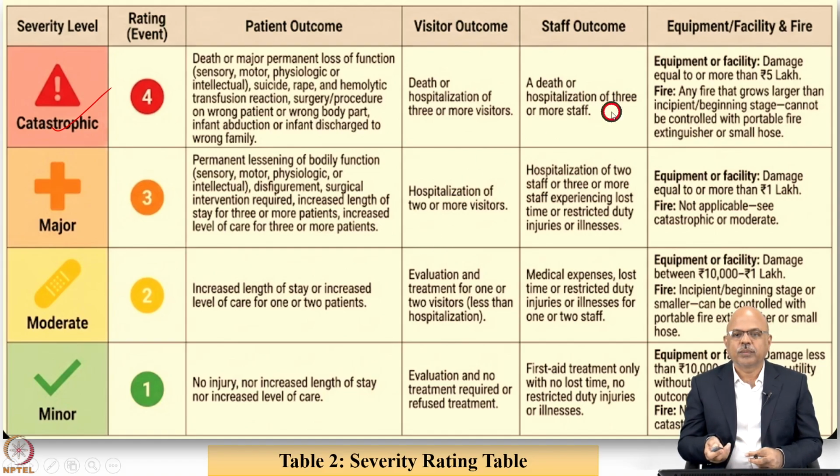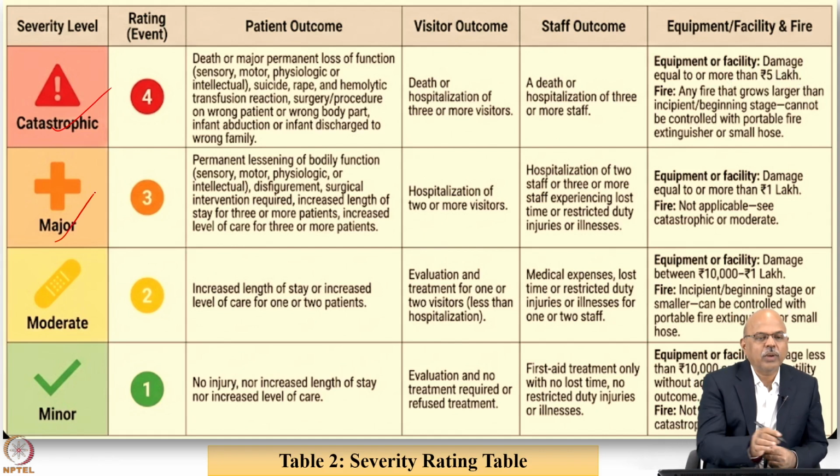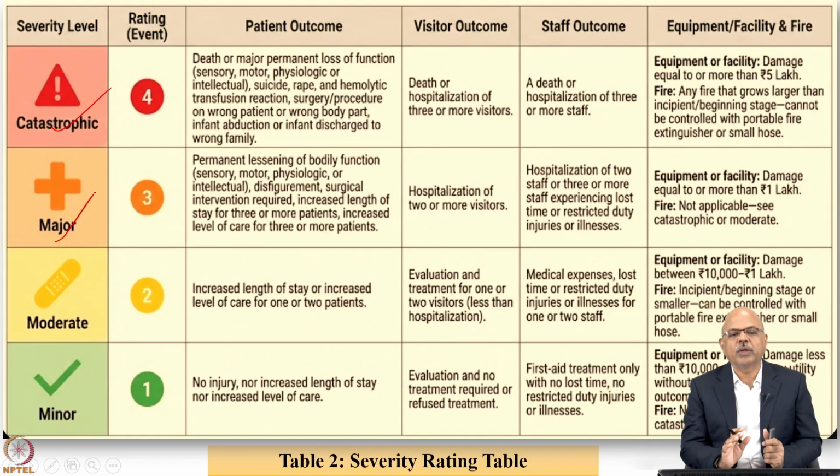Then is the major category, which is permanent lessening of bodily functioning, sensory, motor, physiological, intellectual, disfigurement or surgical intervention required, or increased length of stay for 3 or more patients, or increased level of care of 3 or more patients. If you are finding it is more severe, it comes to the next level as a major risk. Hospitalization of 2 or more visitors, in visitor outcome, you can come across. This is a rating that you are trying to take.